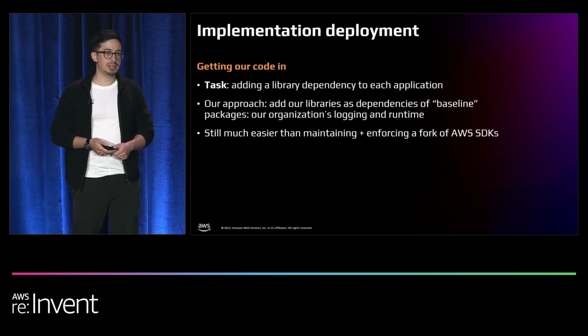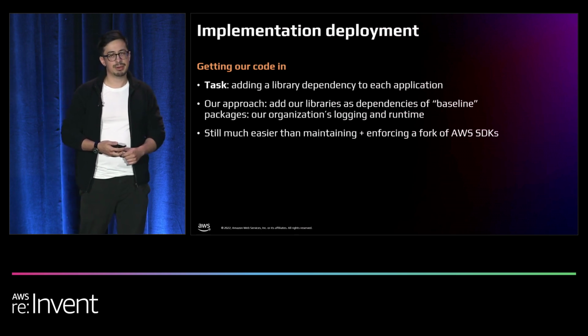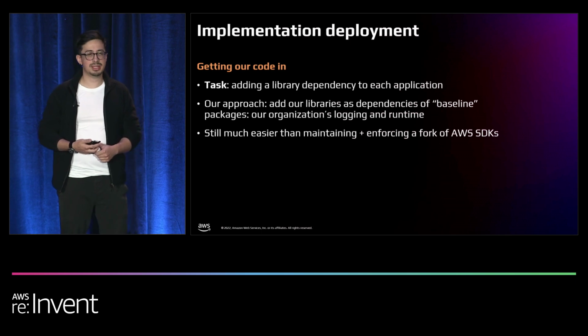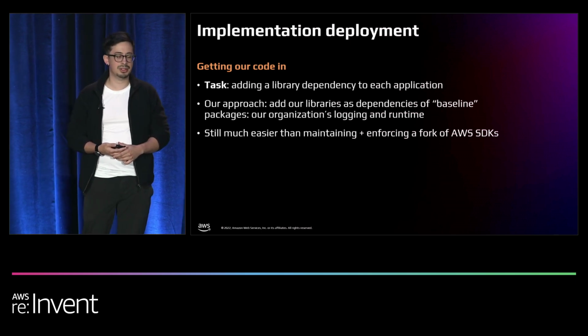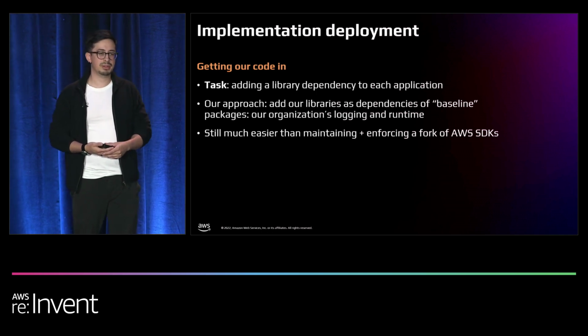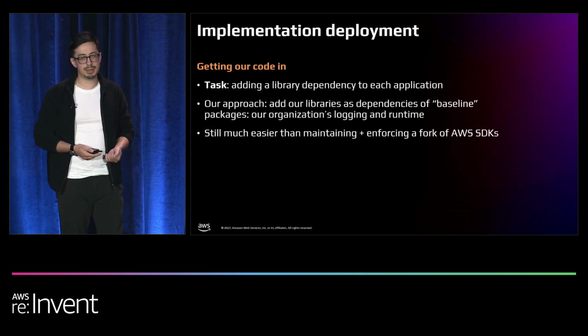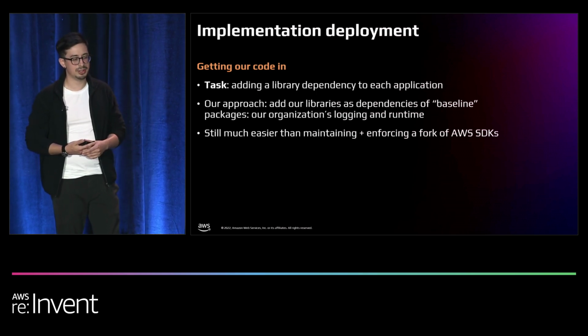Our approach was, if you remember, we have a lot of paved path libraries that we end up adding to applications. Typically, you're building on top of these Netflix foundational packages. And so if we add our libraries as the dependency of those, we suddenly have a very, very quick way to reach high coverage inside of all the applications and across our engineering organization.